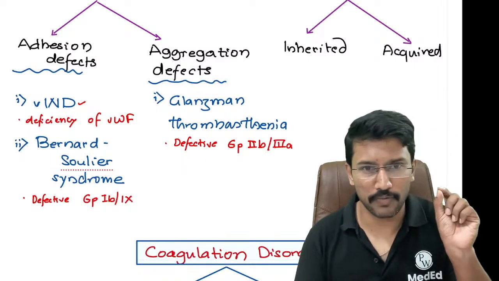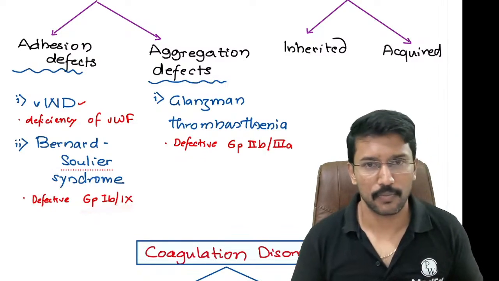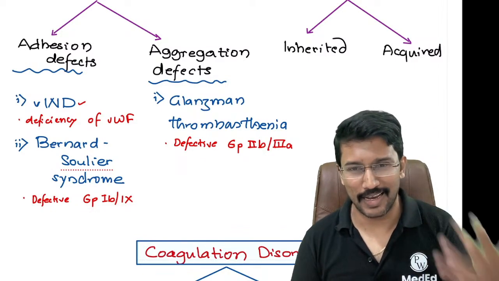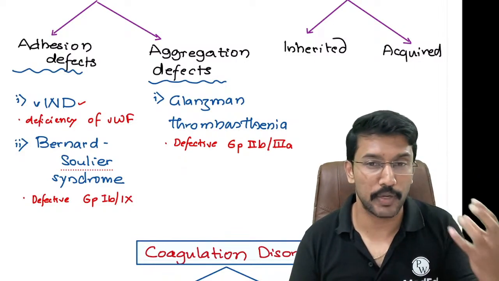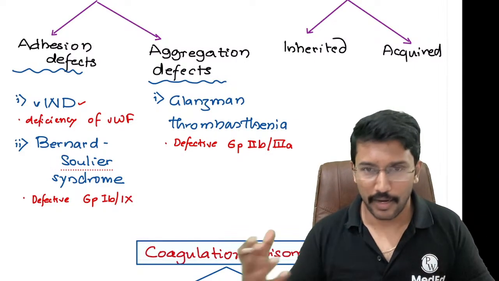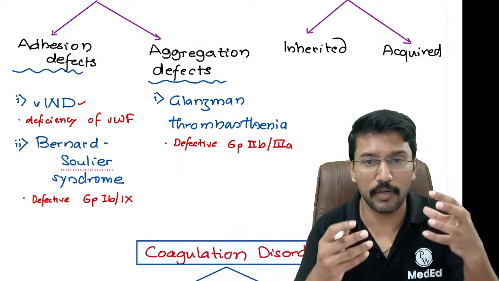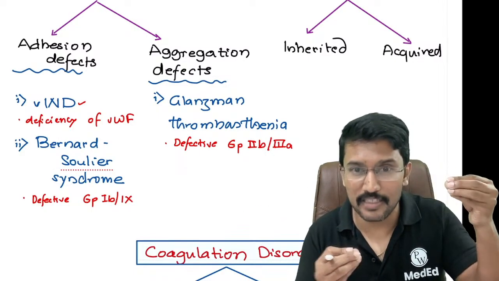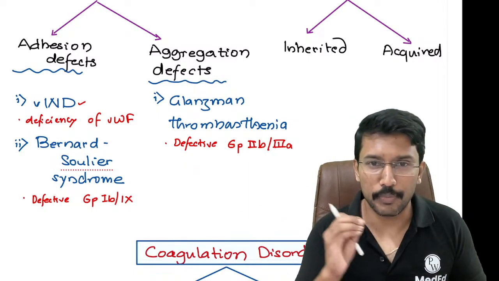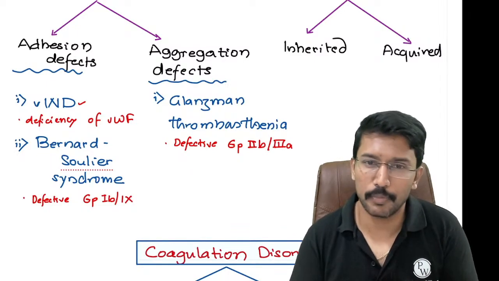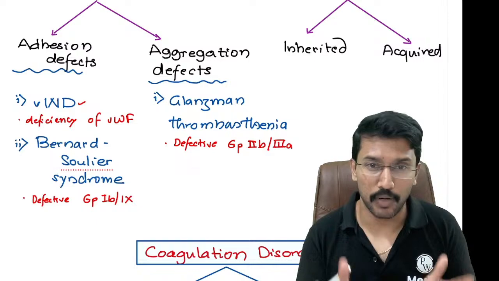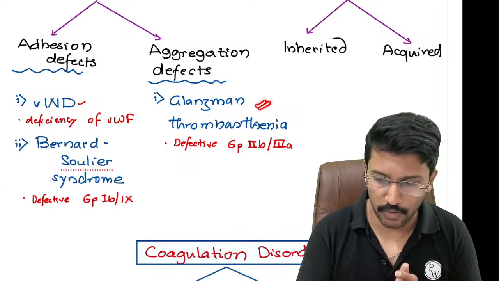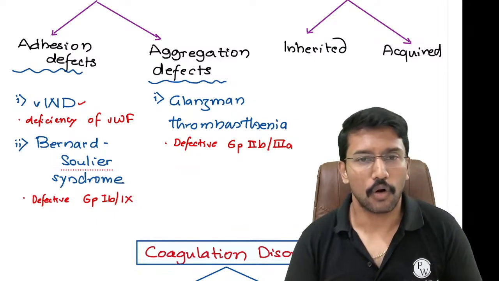For adhesion, I need von Willebrand factor and GP1b9. But for aggregation, I need to send ADP and thromboxane A2. ADP will recruit more platelets with the help of P2Y12 receptors, right? And whatever platelets come to the site will bind to the existing adhered platelets with the help of GP2b3a. So if I have defective GP2b3a, I will not be able to achieve this aggregation. The end result is that the platelet plug will not be formed. This condition is what we call Glanzmann's thrombasthenia.